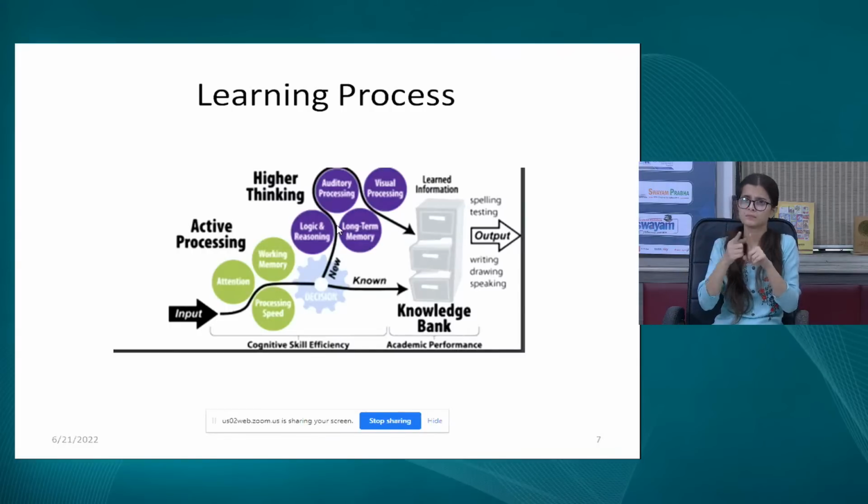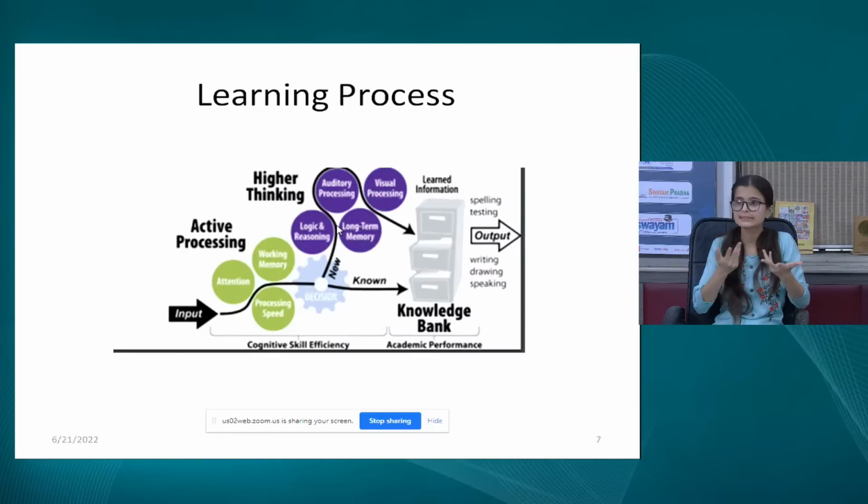And also higher order, they can sometimes use logic and reasoning to make the information more meaningful, because if it is meaningless, it will be difficult. And by using even auditory processing and visual processing, that means understanding the sounds and also the pictures, that information will be transferred to long-term storage, and whenever it is required, it will come back to the short-term, that is the working memory. So that the output will be spelling, testing, writing, or any kind of thing.